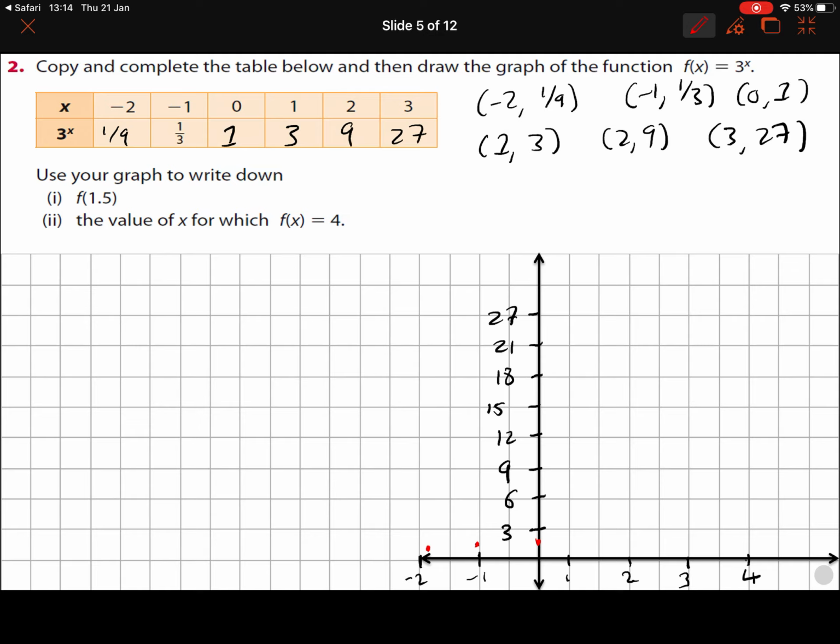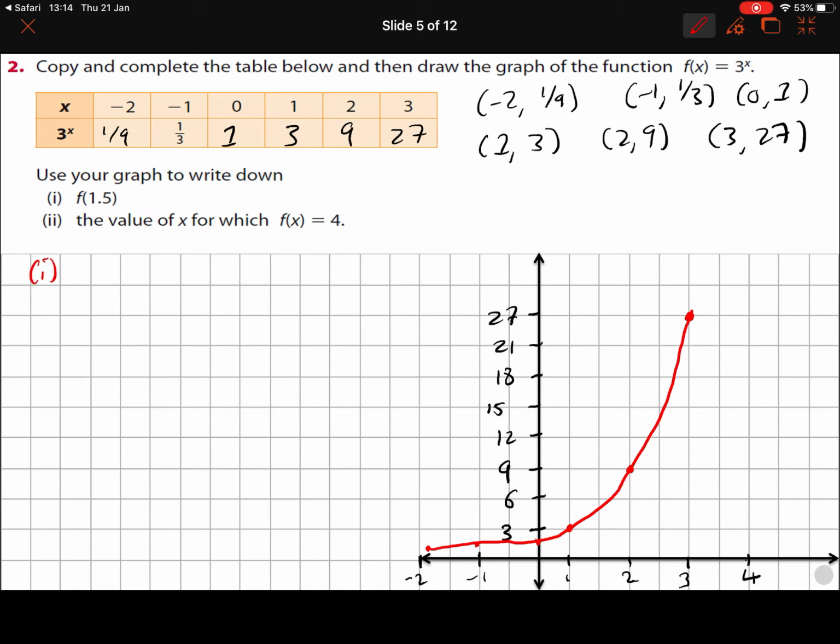Then we have 1, 3. Then we have 2, 9. Then we have 3, 27. So again, as you can see, exponential means that it grows really fast there. Okay, so it grows up really fast there.